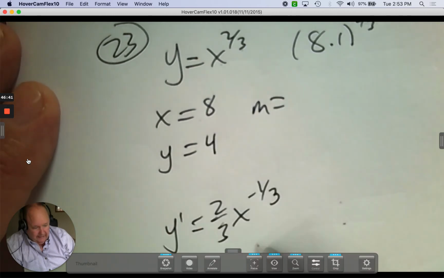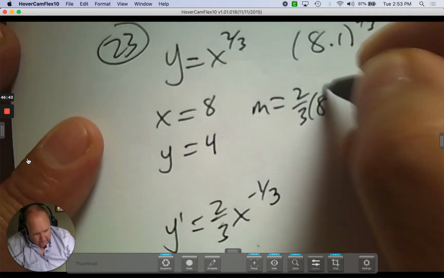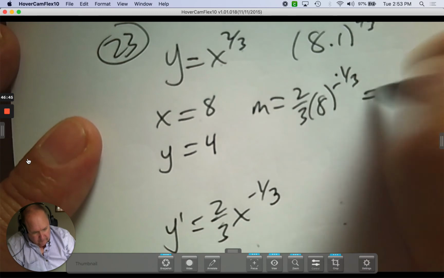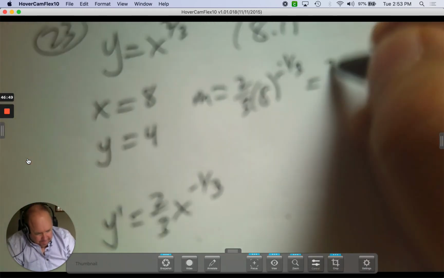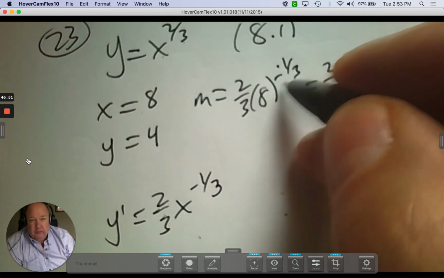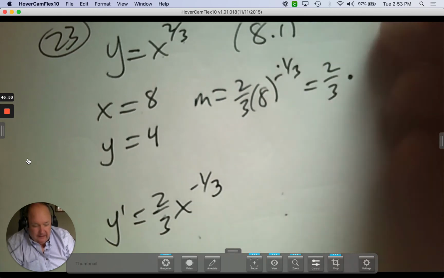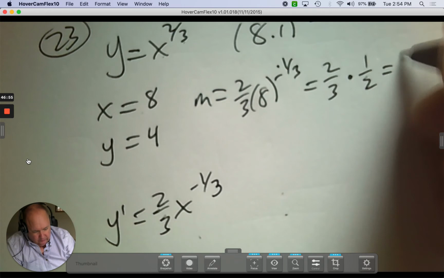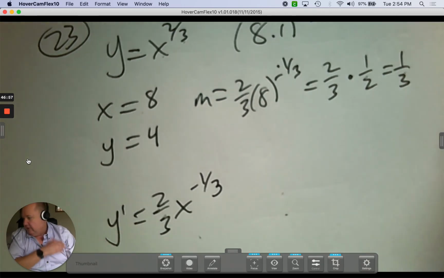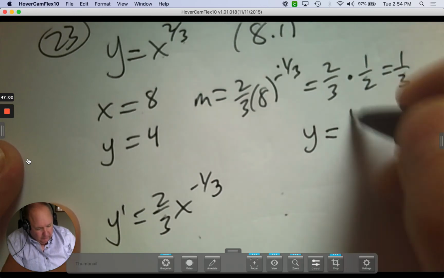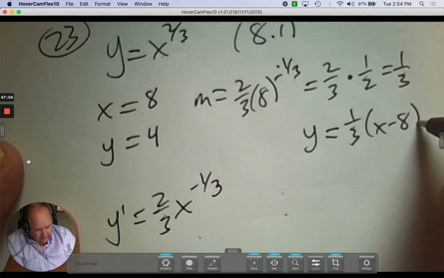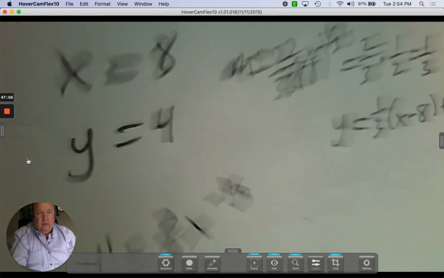So if I plug 8 in, what's the slope when you plug in 8? So the cube root of 8 is 2, and the negative makes 1/2. So the 2's divide out. I get 1/3 to be the slope. So the equation would be 1/3 (x minus 8) plus 4. That's what the equation would look like.